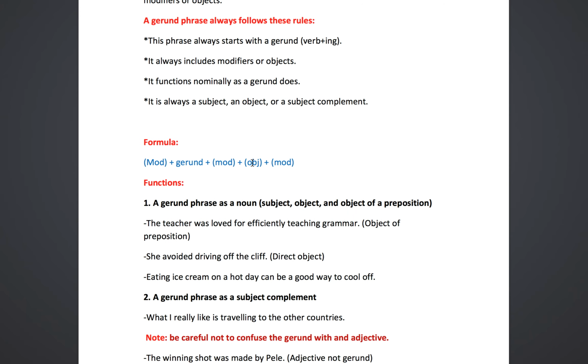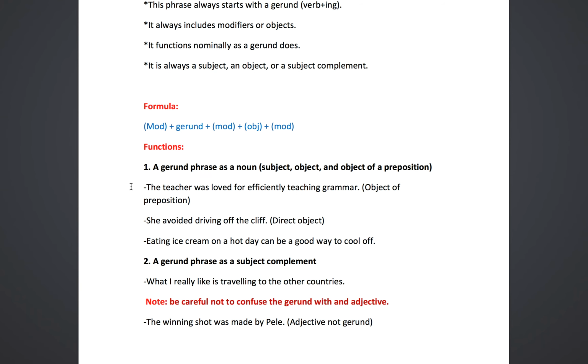The formula here, we also have to have a gerund, and in order to make a phrase, we have to add more things, like modifiers, an object, and also modifiers to describe the object that we have, and this one describing the gerund here, and this one also. But as I put in the parentheses, they are optional: you can just have one of them in the sentence, not all of them.